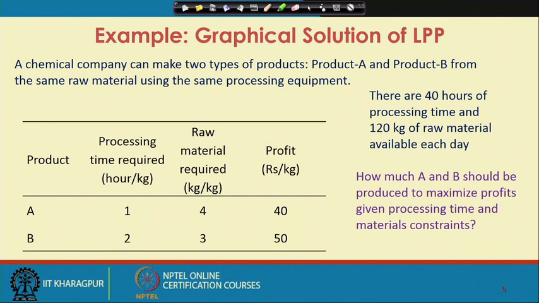The problem is as follows. A chemical company can make two types of products, product A and product B, from the same raw material using the same processing equipment. Let us consider such a situation exists, that given a certain raw material, the chemical company can produce either product A or product B using the same processing equipment.